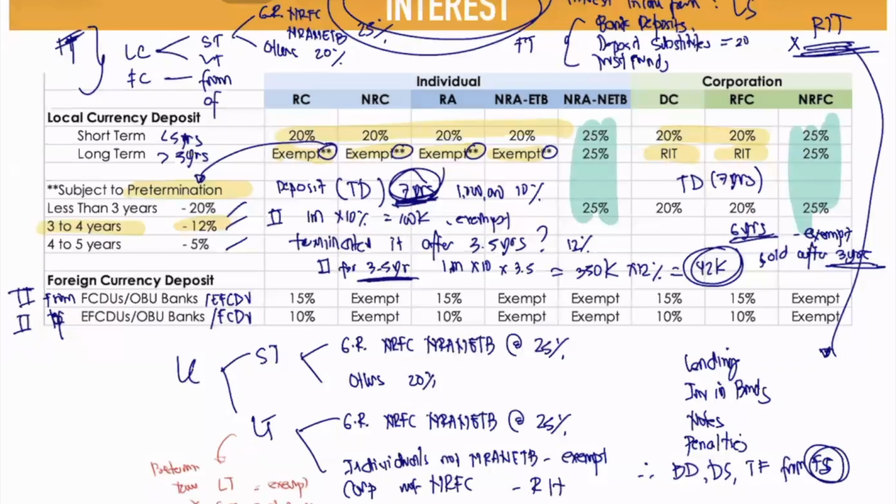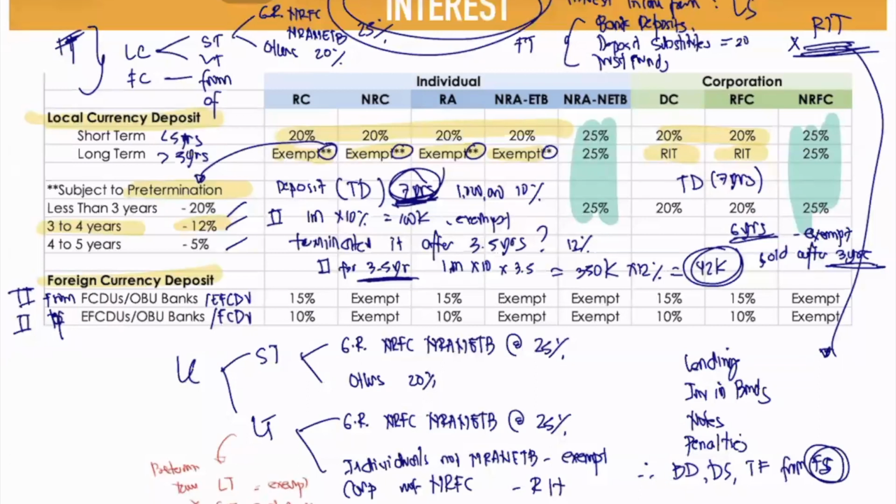Pag long term naman, individuals, not NRA and ETB, it is exempt. While for corporation, not NRFC, it is RIT. So we're done with local currency. Now let's go to your foreign currency deposit.